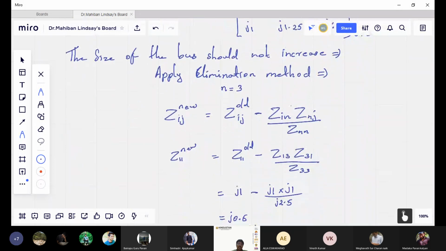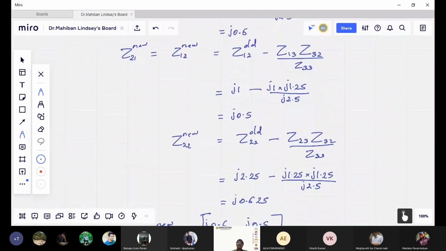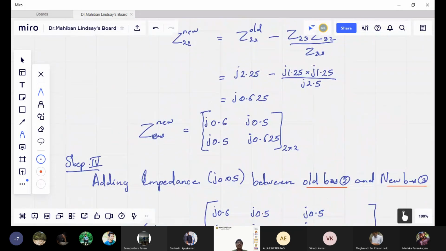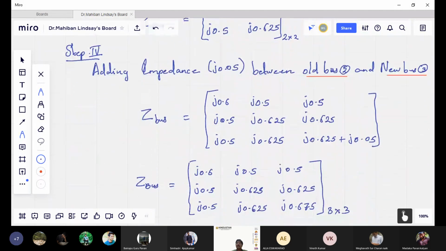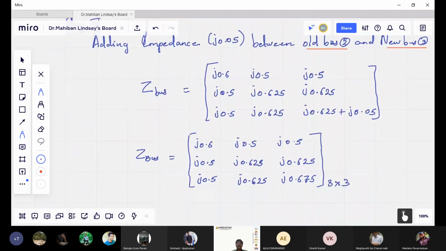Therefore we go for elimination. After elimination it comes down to 2 cross 2, and now we are adding another new bus. In the new bus we get the values as they are, the increased 3 cross 3 matrix. So I hope you understood. Any queries?